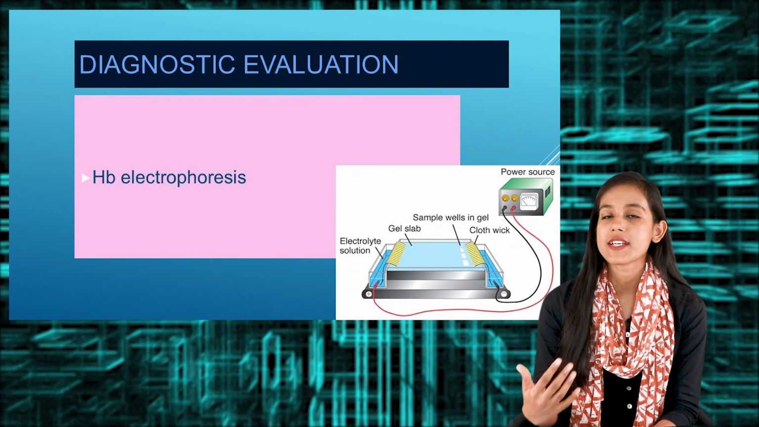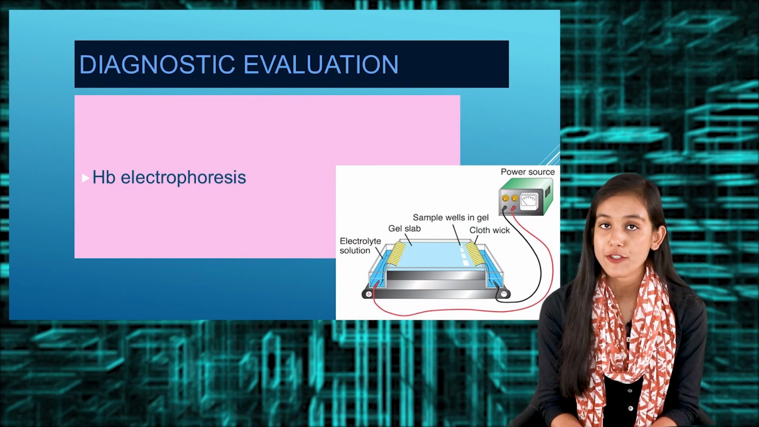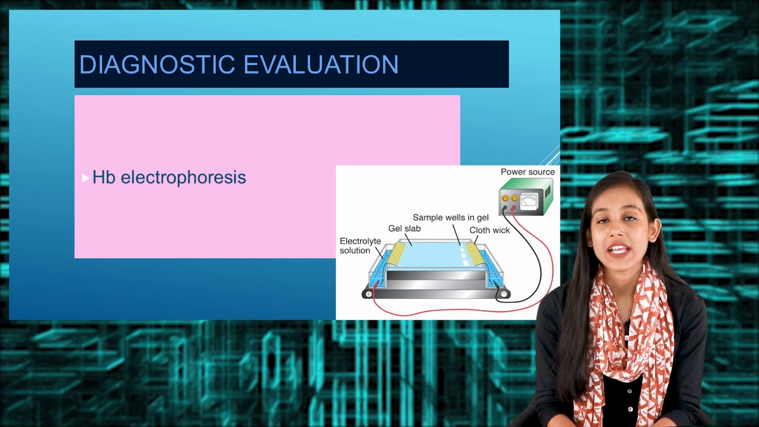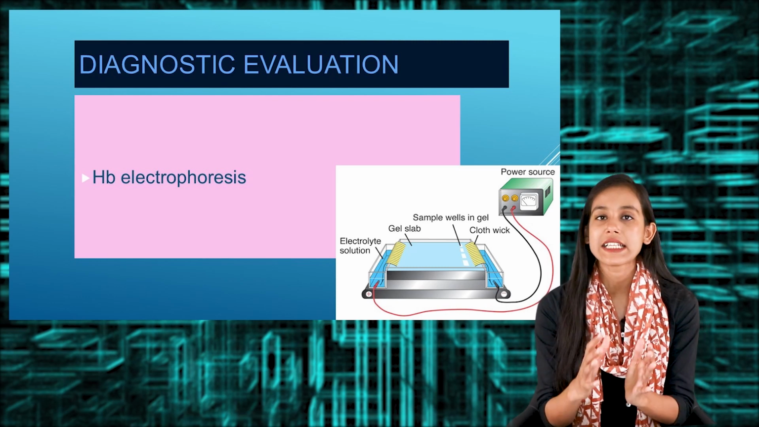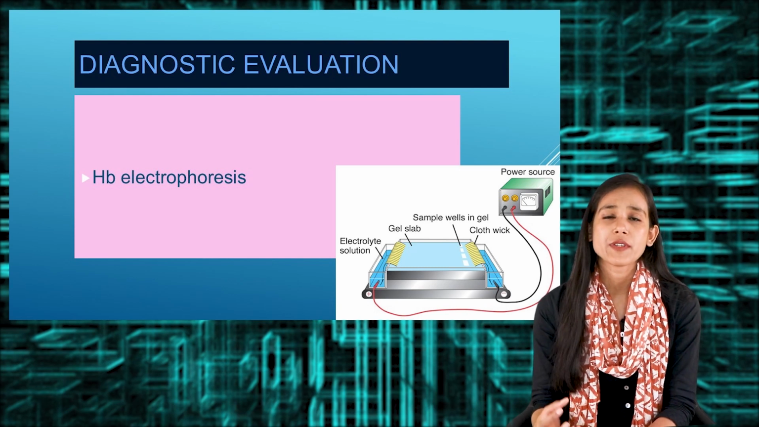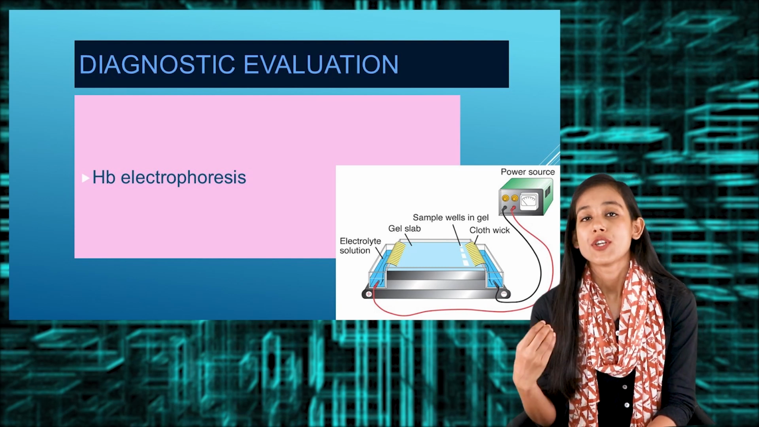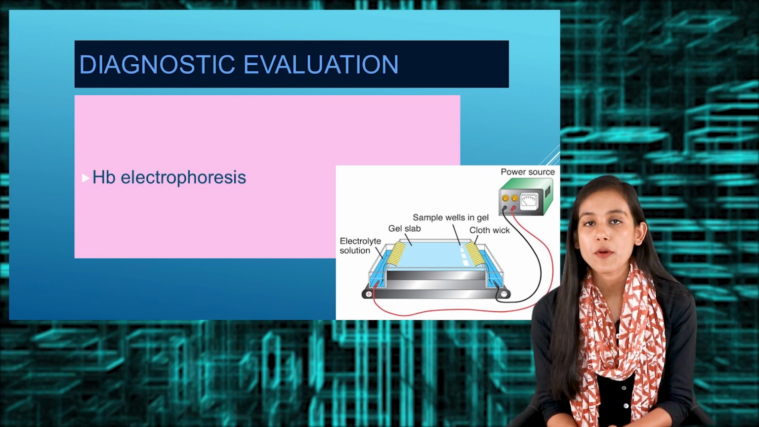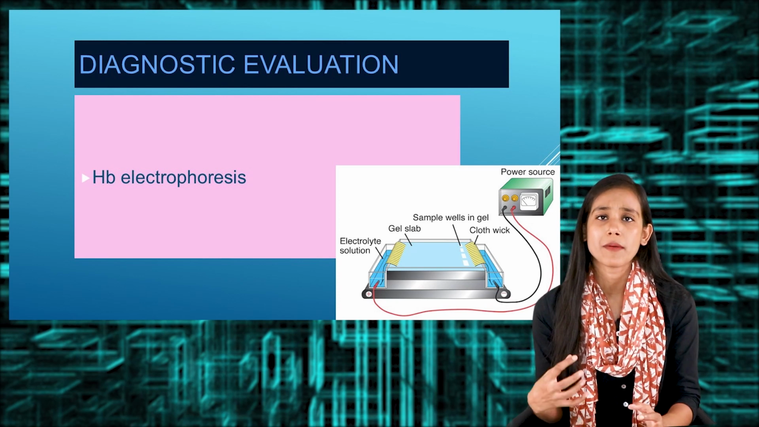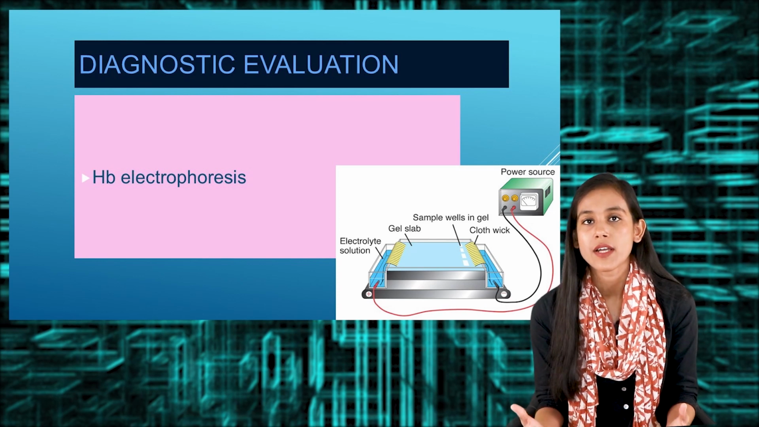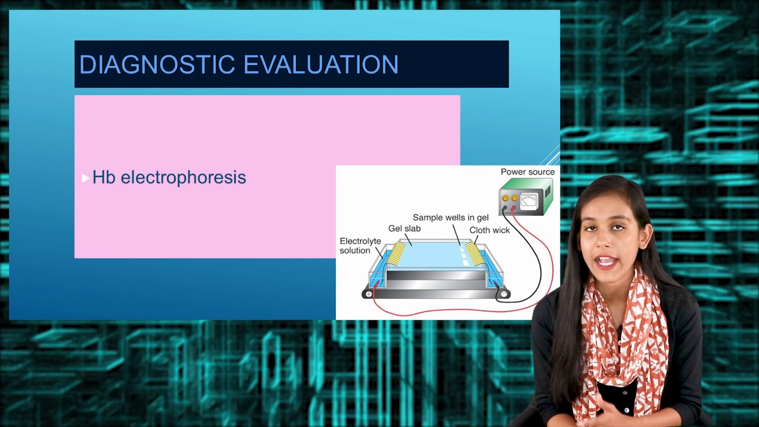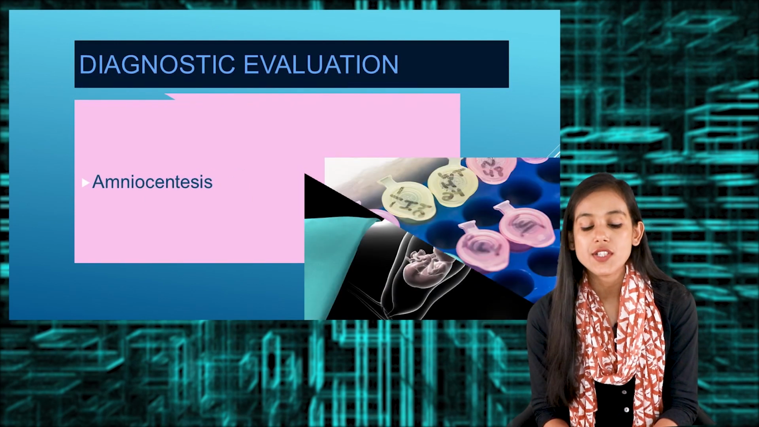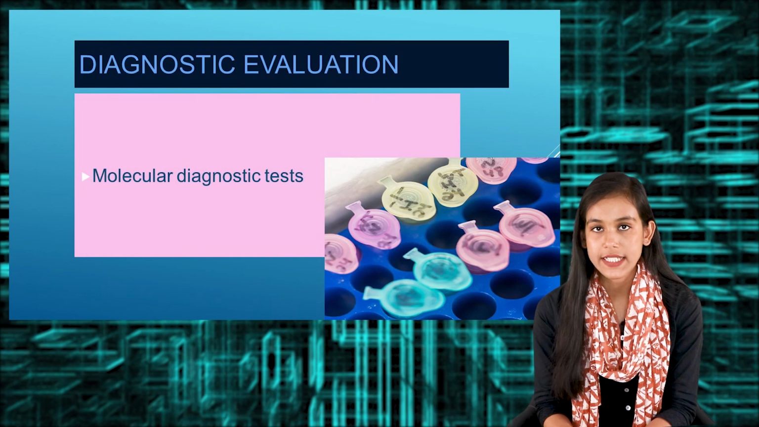Then there is also a test called hemoglobin electrophoresis. Through this procedure, they observe the hemoglobin and can differentiate the hemoglobins which are not normal. So this can also tell us which type of thalassemia it is, and usually alpha thalassemia is diagnosed through this procedure. Then we can also do amniocentesis and molecular diagnostic tests.